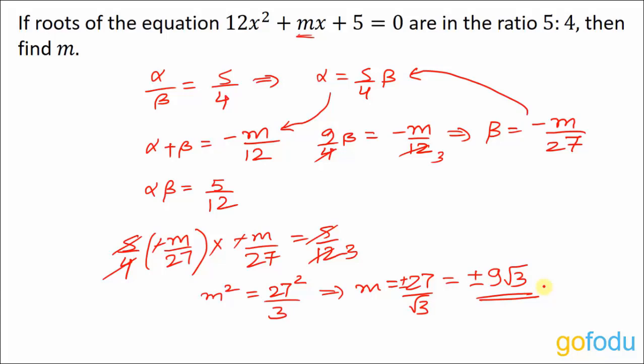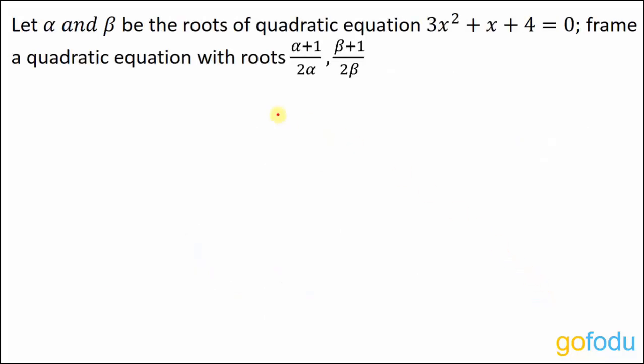Next question. Alpha and beta are the roots of this quadratic equation, and we have to frame a new equation with roots alpha plus 1 upon 2 alpha, beta plus 1 upon 2 beta. So these new roots are of linear upon linear format. So we can go by the shortcut method. The new root y will be equal to x plus 1 upon 2x. These roots are of form x plus 1 upon 2x, right?